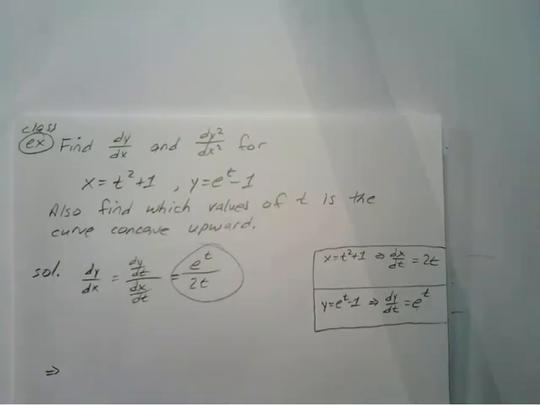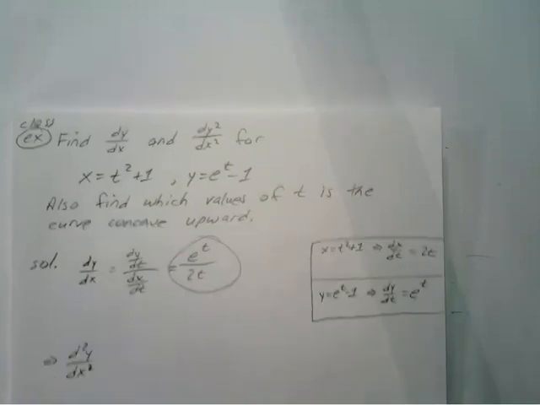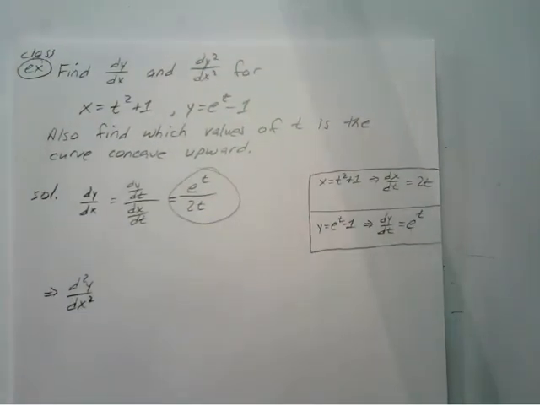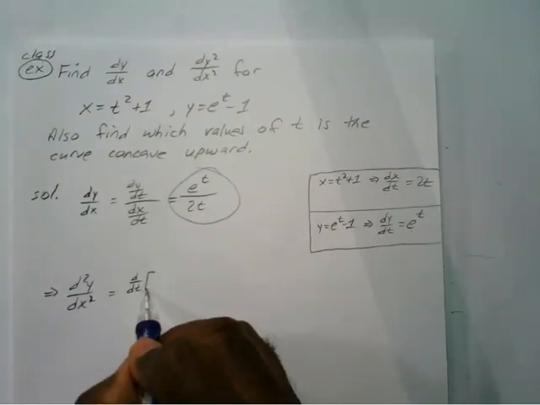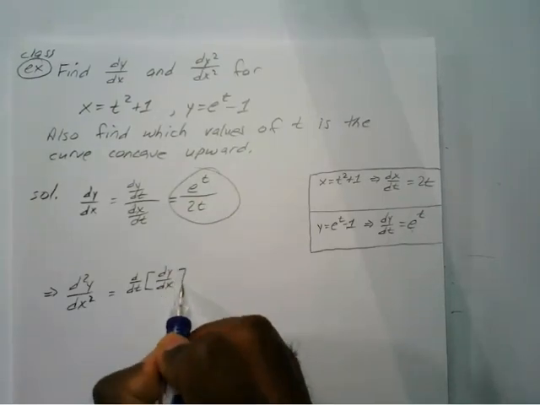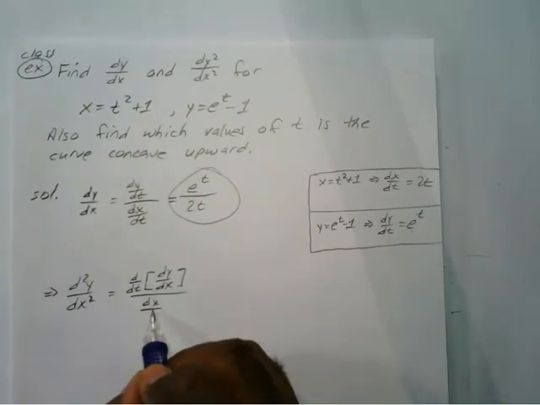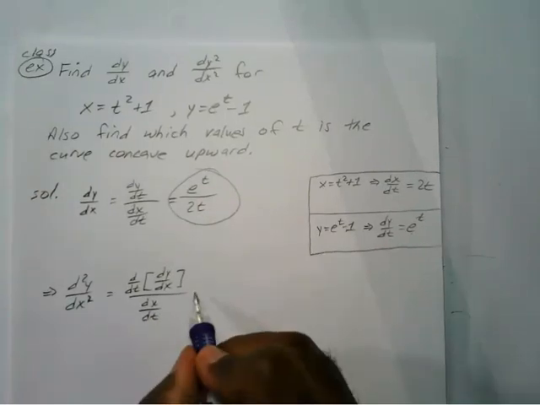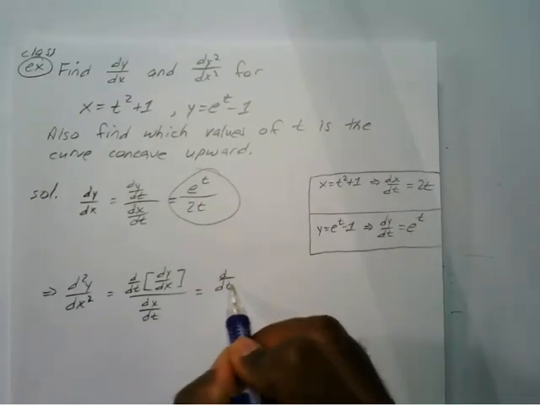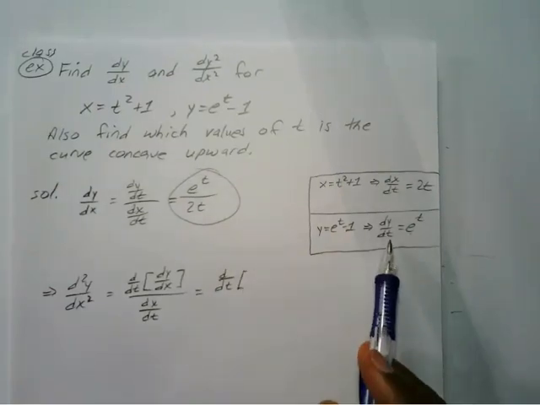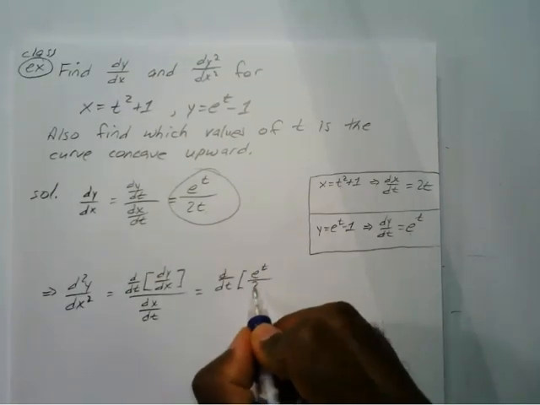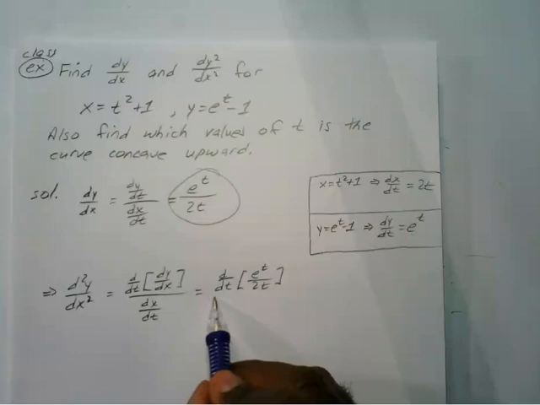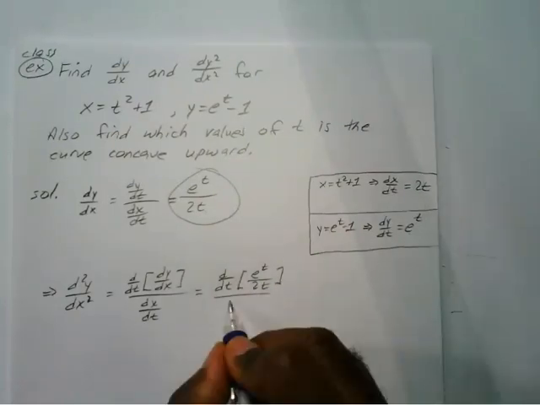Now, you're going to find your second derivative. And that is d/dt, the derivative with respect to t, of your dy/dx over dx/dt. So that comes down to the derivative with respect to t of your dy/dt, which is e to the t over 2t, over your dx/dt, which is 2t.